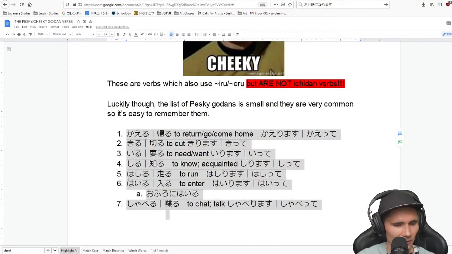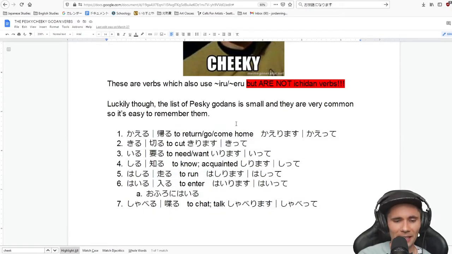Number one is to return, go, or come home, and that's kairu. So in its polite form, that would be kairimasu. The te form would be kaette. We have then kiru, which is to cut, and its polite form is kirimasu, and te form is kitte. Then we have iru, which means to need or want something. The polite form is irimasu, and then we have the te form itte. Shiru is to know, to be familiar with, acquainted with something, and the polite form is shirimasu.